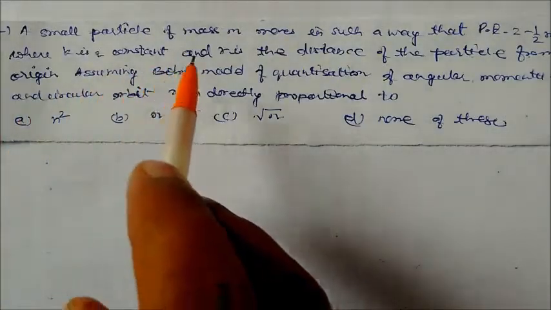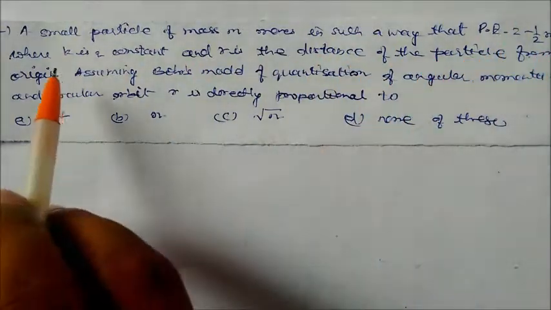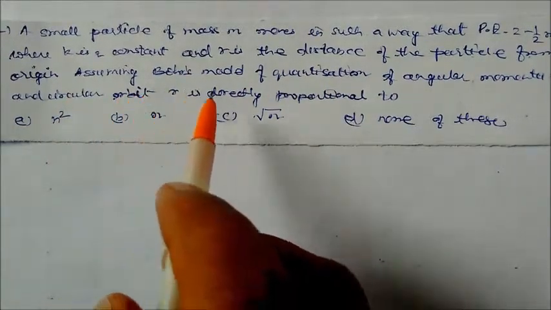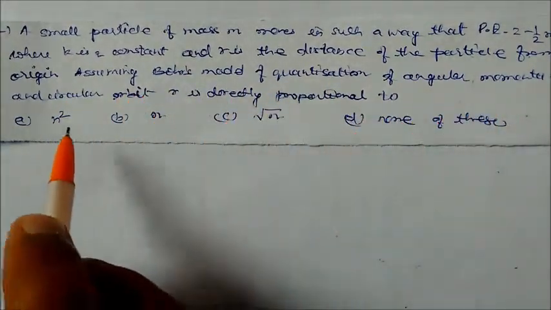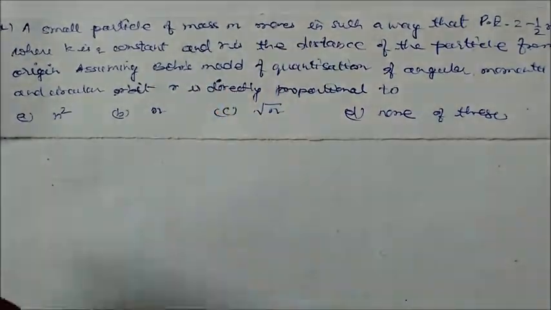A small particle of mass m moves in such a way that potential energy is equal to half m k r square, where k is a constant and r is the distance of the particle from the origin. Assuming Bohr's model of quantization of angular momentum and circular orbit, r is directly proportional to what?